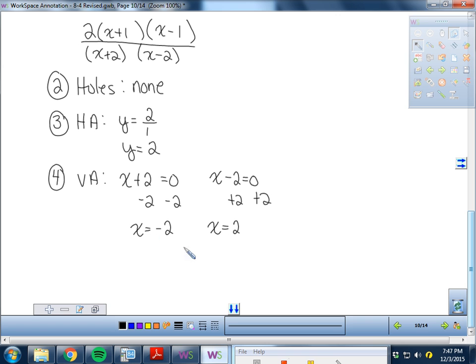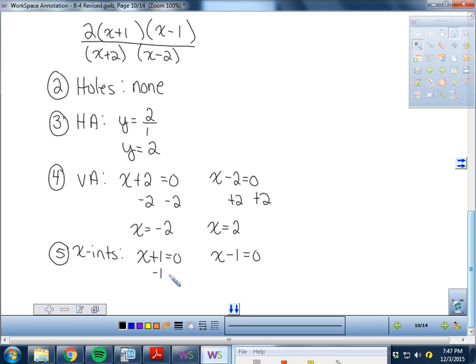So I have two vertical asymptotes this time. All right, step 5, you're going to find your x-intercepts. You get that from your numerator. So look up here, 2 does not have an x to solve for, so we don't use the 2. You just use the x plus 1 and the x minus 1. So I'm going to set x plus 1 equal to 0 and x minus 1 equal to 0.